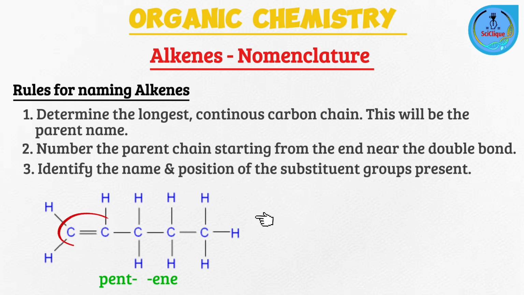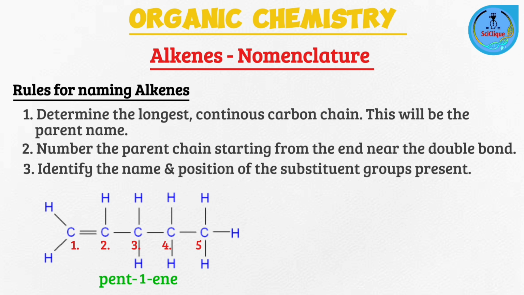Is it closer to that side or is it closer to the other side? That side, of course, right? So let's number the carbon atoms: 1, 2, 3, 4, 5. So where do we have our double bond? It's located between the first and the second carbon atom. So we're going to go with the first, okay? So our name is going to be pent-1-ene.